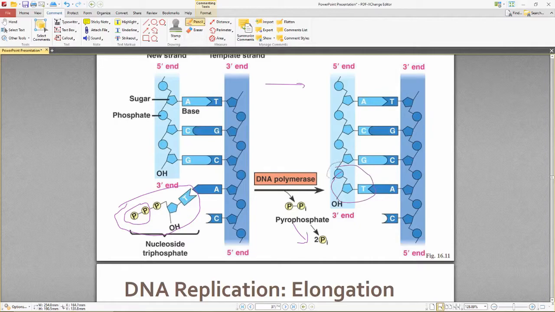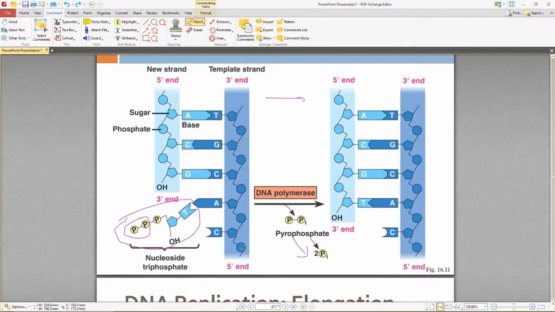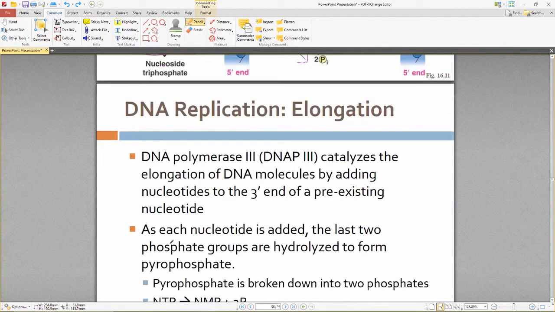The circle here is a phosphate, the pentagon is a sugar, and then this little piece is the base. Do you guys understand what's happening? Good. All right, continuing.